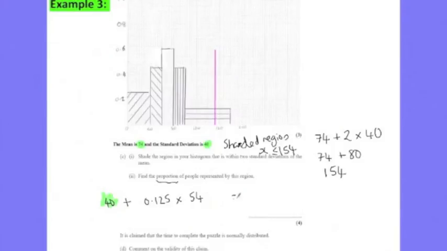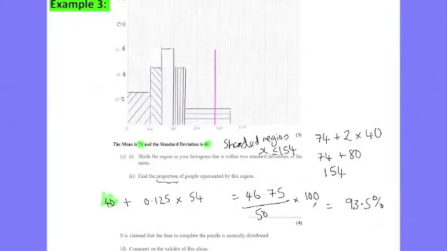So adding these up, we have a frequency of 46.75. So this is the number of people. Out of the total, we have 50 people altogether. So as a proportion, or a percentage, if you want to find a percentage, times by 100, 93.5%. So 93.5% of the people are less than, as you can see from this side, or within 2 standard deviations of the mean.